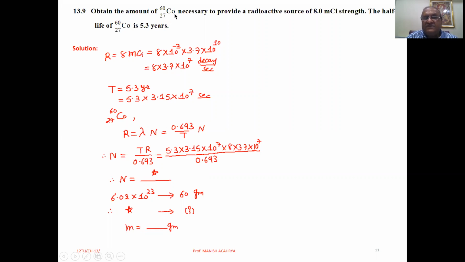Now, for Co, the atomic mass number is 60. So 60 gram of Co, that is 1 mole. It implies that now we can use the unitary method like this. If 6.02 into 10 raised to 23 undecayed nuclei are there, then the mass of the substance is 60 gram. Then for this number of undecayed nuclei, what will be the mass? So now solve this one, you will get the mass of the substance. Clear?